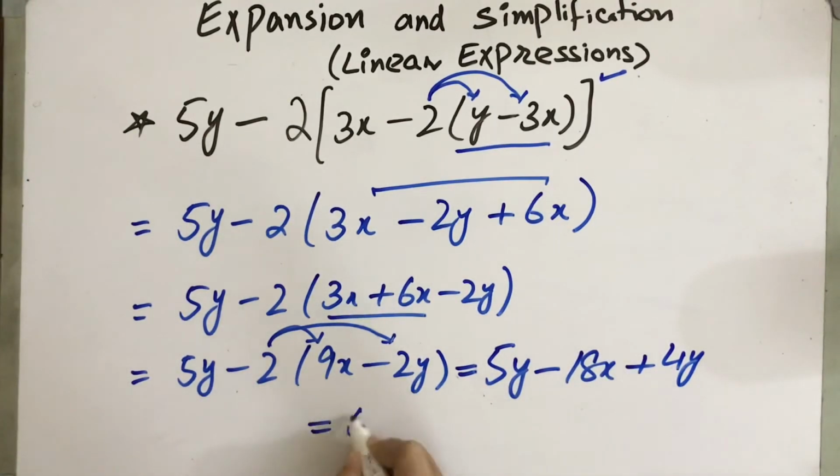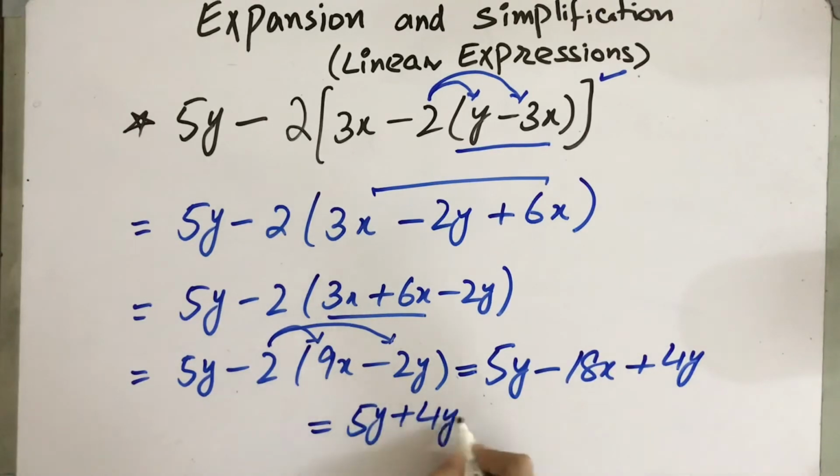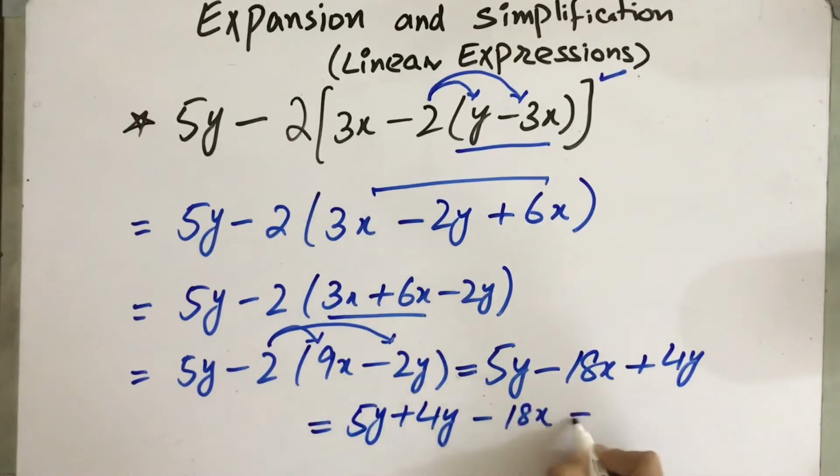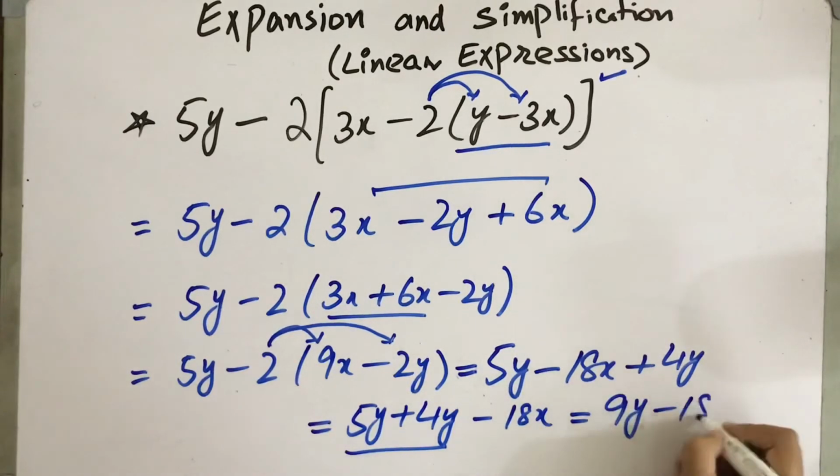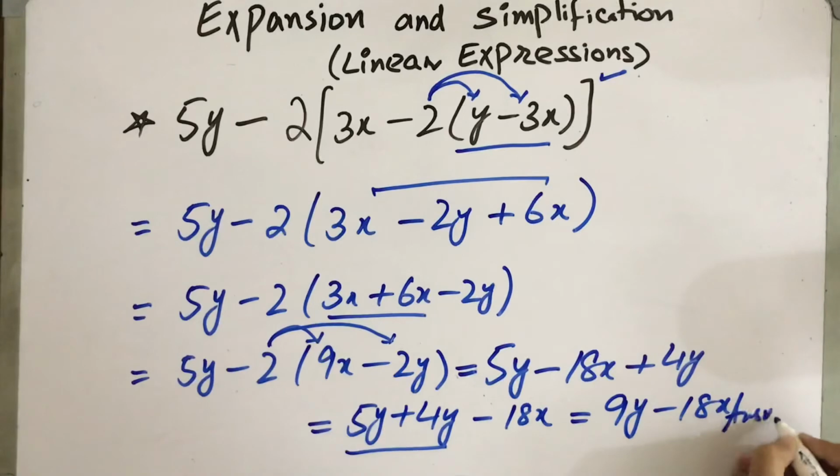Now I shall arrange 5y plus 4y together. Both are like terms and 18x later. 5y and 4y both are positive, so I shall have 9y minus 18x, and this is my answer.